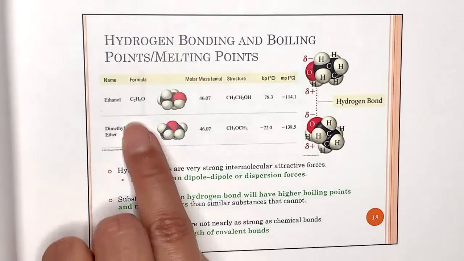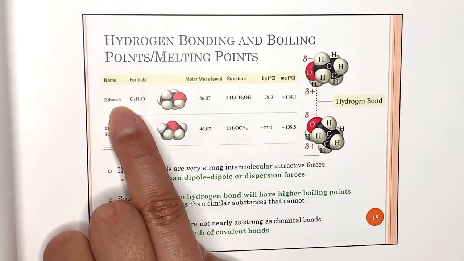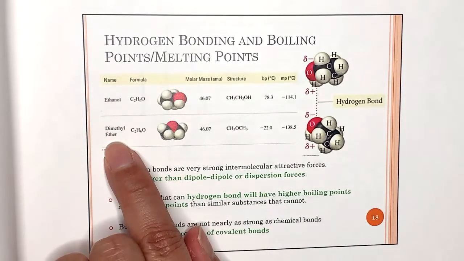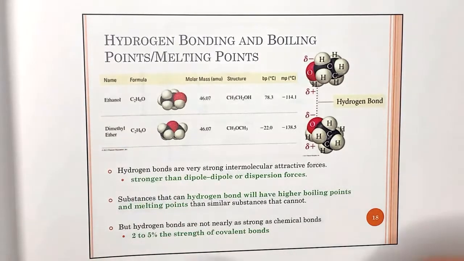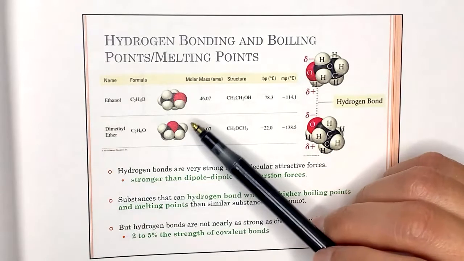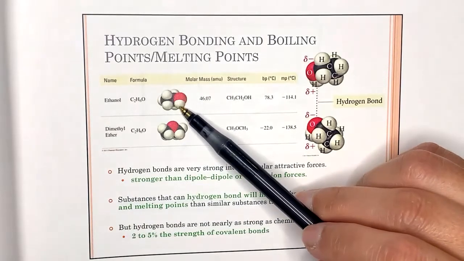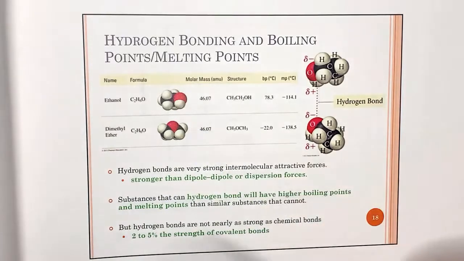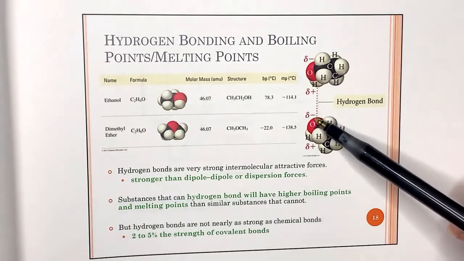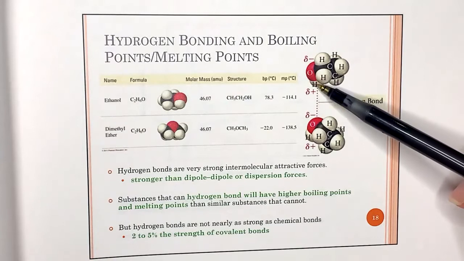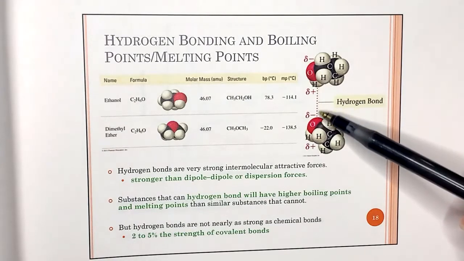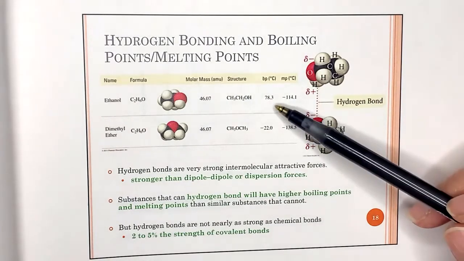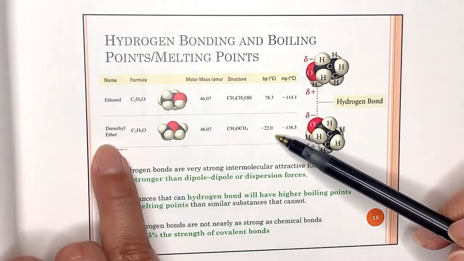In this case, we have ethanol, which has hydrogen bonding, and dimethyl ether, which will not have hydrogen bonding. If you can't quite tell, see how there's an O and H here? So ethanol has an OH here, and that makes it a hydrogen bond attraction right there. So ethanol has hydrogen bonding. The boiling point and melting point will be a lot higher for ethanol compared to something that doesn't.